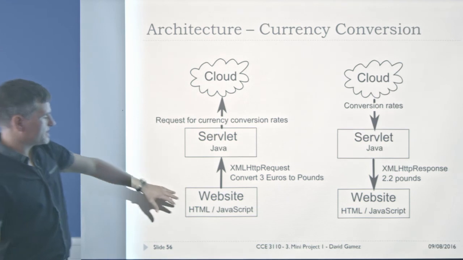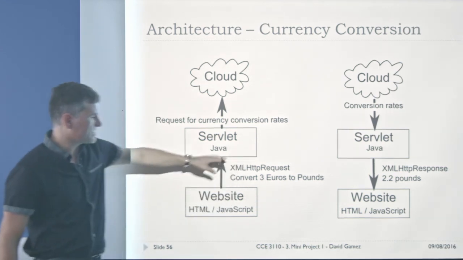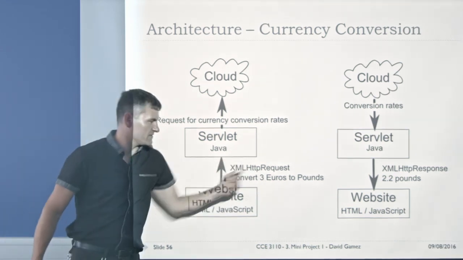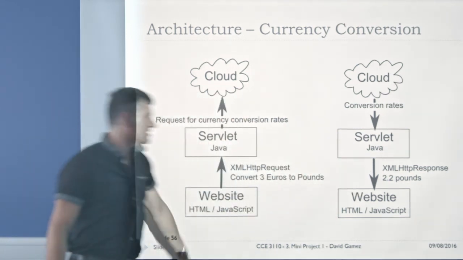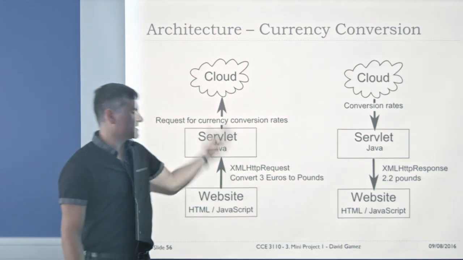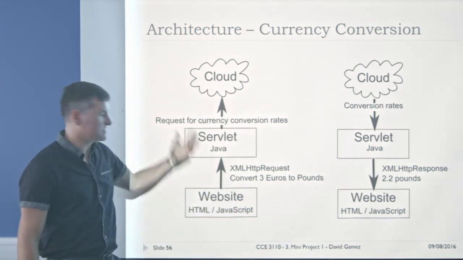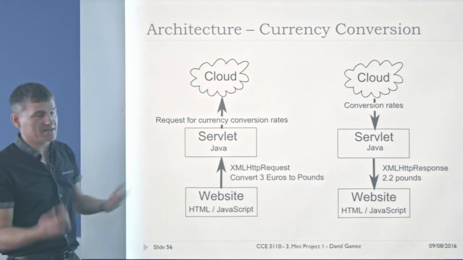And then when we actually have the front-end website, we'll send a request. It could send a request that says convert €3 to pounds to the servlet, and then that could send the response back. Or it could send a request for the currency rates and then do the conversion on the website. It doesn't really matter which way you do it.